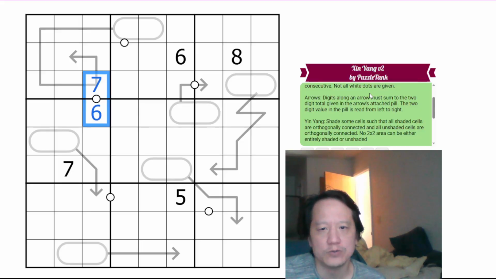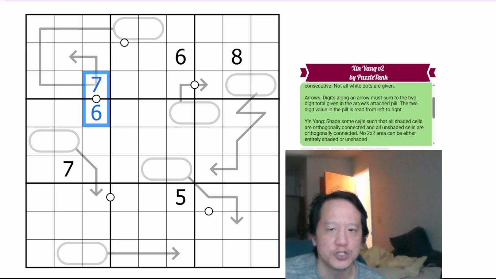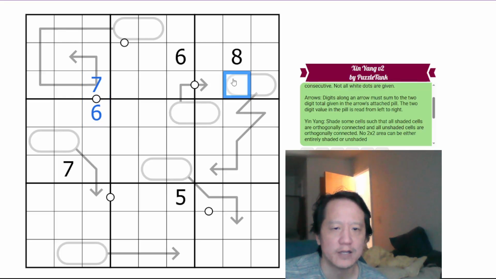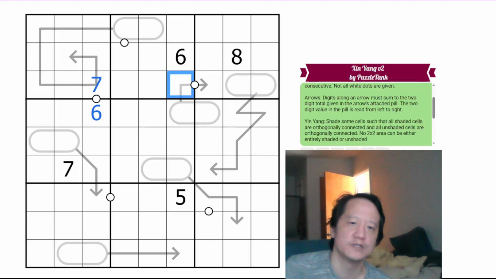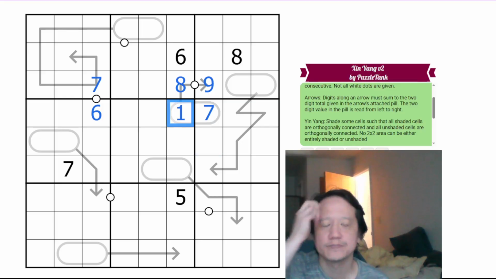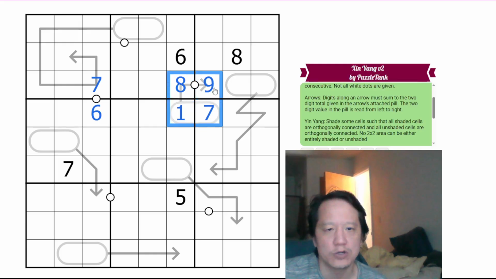We have arrows, where digits along an arrow must sum to the 2-digit total given in the arrow's attached pill. The 2-digit value in the pill is read from left to right. So, for example, say this was an 8 and a 9 here. Then this would have to add up to 17, where this is the tens digit, and that's the ones digit. And that's an example of how arrows work.